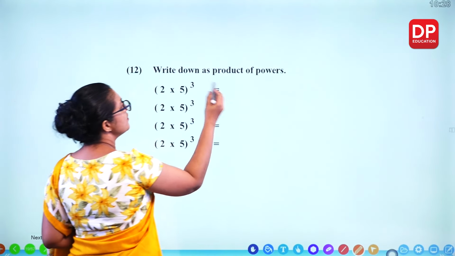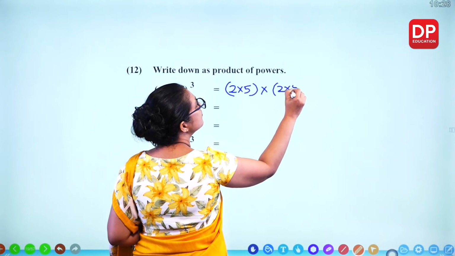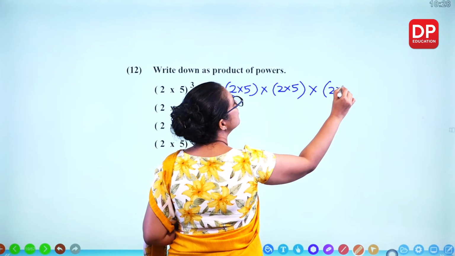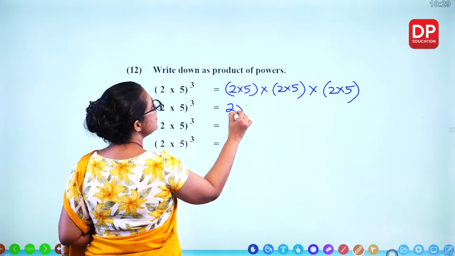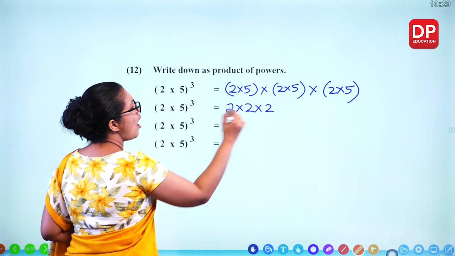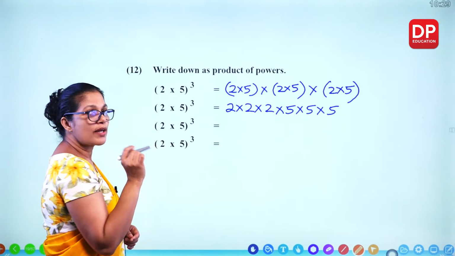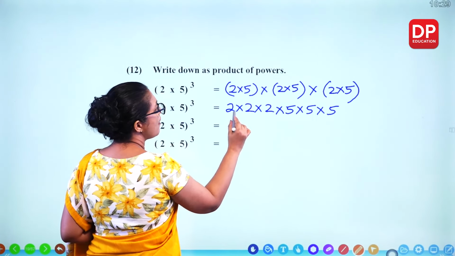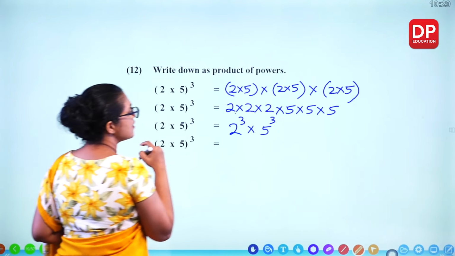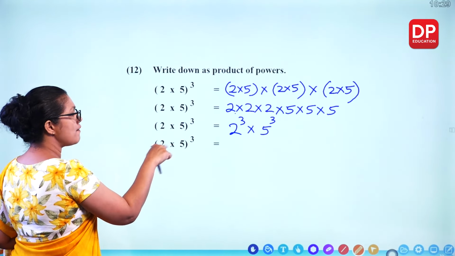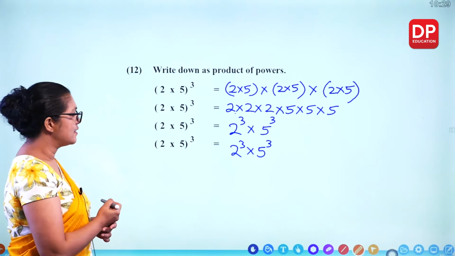2 into 5 to the power 3 means 2 into 5, 3 times. Then how many 2's are there? 1, 2, 3. How many 5's? 1, 2, 3. Then you can count separately: 2 to the power 3 and 5 to the power 3. So what's the answer? You can write 2 into 5 to the power 3 as 2 to the power 3 and 5 to the power 3.